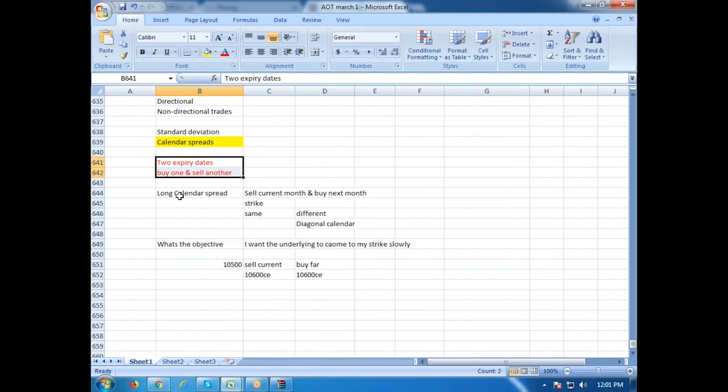A long calendar spread means sell current month and buy next month. That is called a long calendar spread. If you sell the same strikes, that is called normal calendars. If you sell different strikes, that is called diagonal calendar. We'll understand that differently. But what's the objective? My objective is I want the underlying to come to my strike price slowly. The market falls at high speed, but rises slowly, step by step. So when it rises slowly, that should meet this criteria.